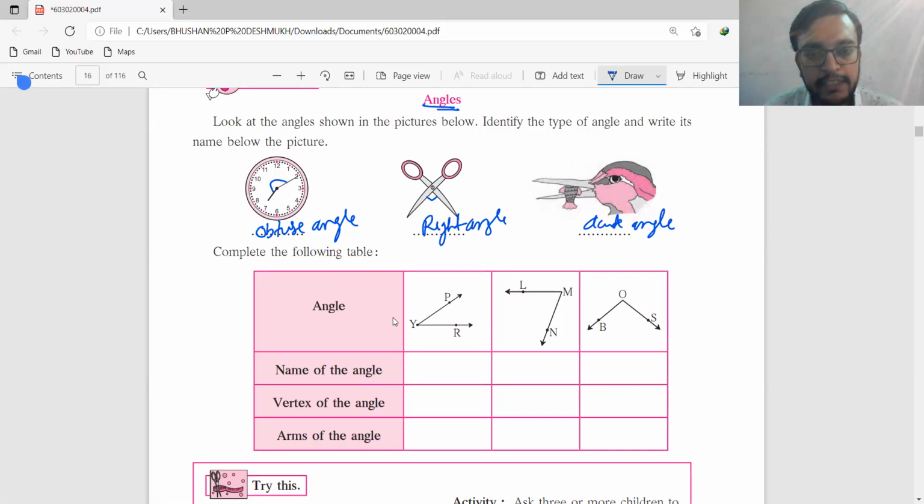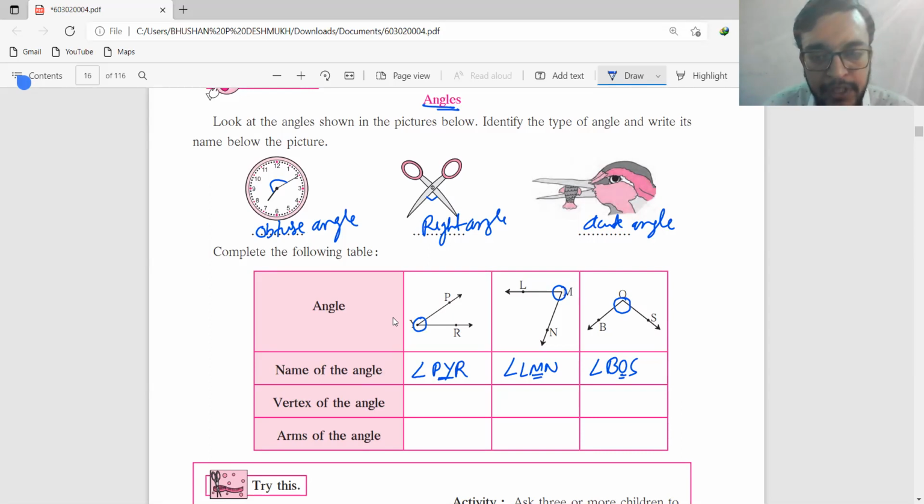Now next, the name of the angle. The name of the angle is PYR, angle PYR. Here angle LMN. You can write the name of an angle in either clockwise or anti-clockwise direction, right? Here angle BOS. The important part is that the middle letter must be in the center. Here Y must be in the center. Here O should be in between these two arms of the angle, right?